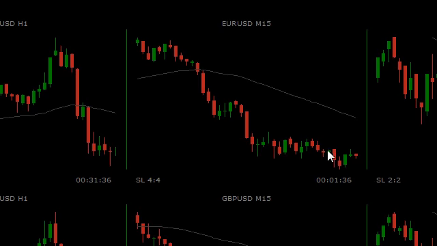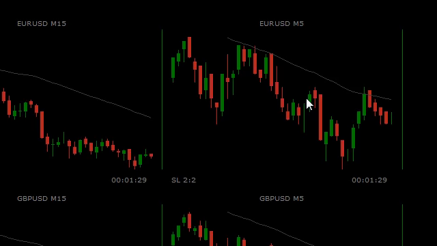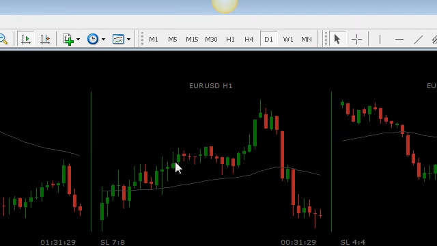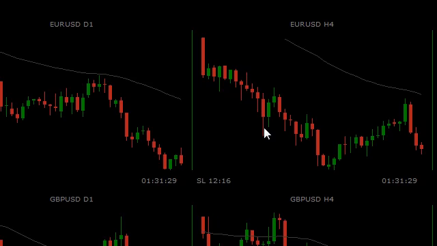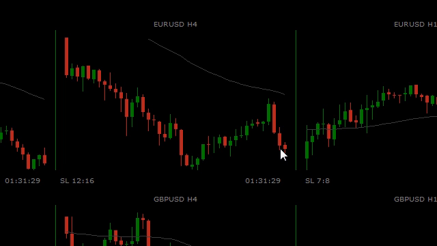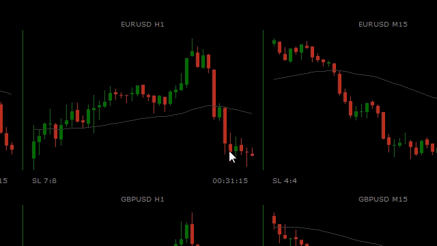Looking down to my M15, it's just echoing what's happening on the H1, and then I go down to my M5. So of significant interest to me is really that the euro is on its way down, downtrend, downtrend, downtrend. Here it's trying to break low. We're either going to get a reversal right here or break low.